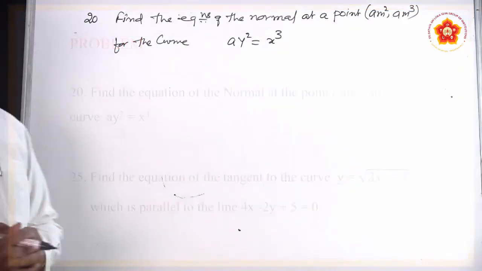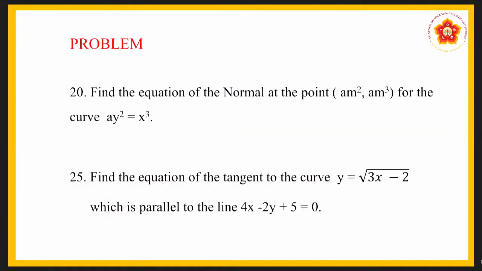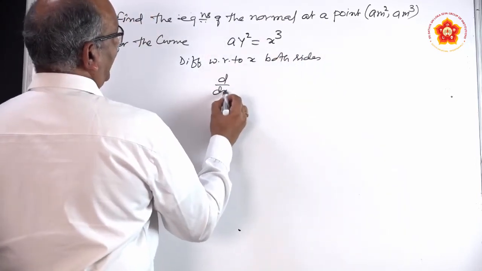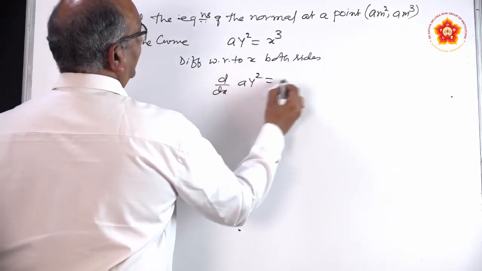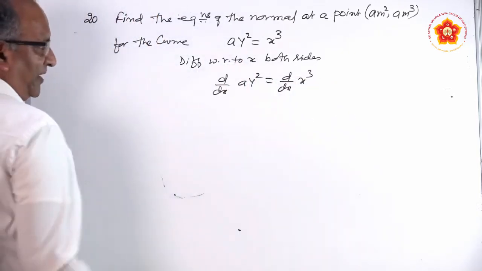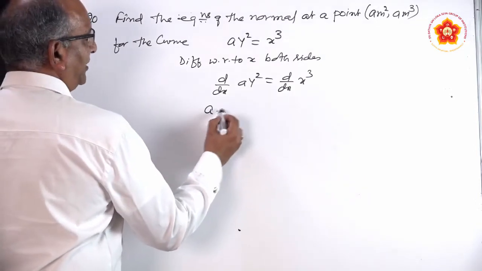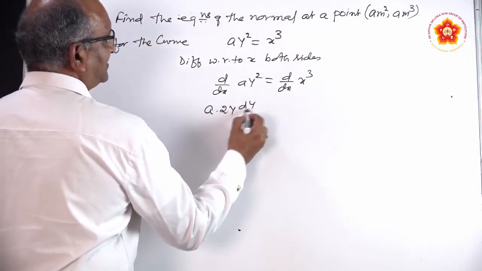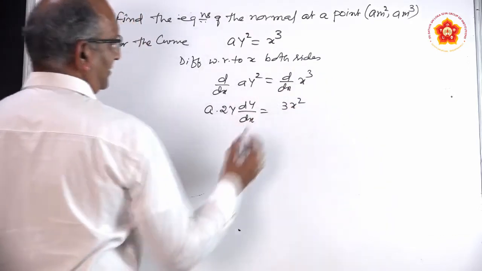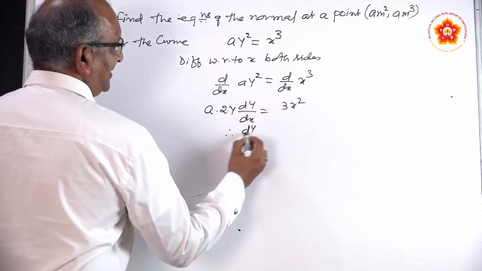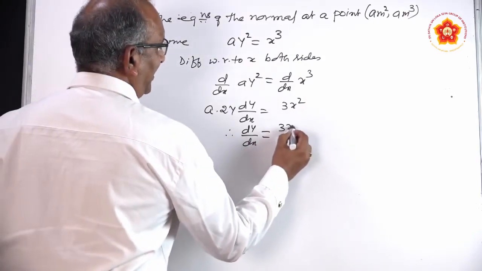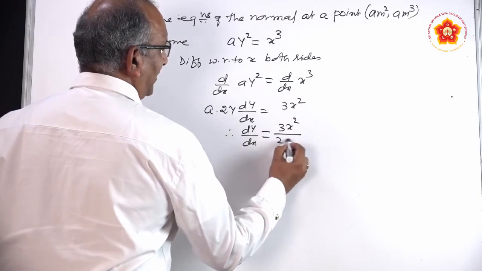Differentiate both sides with respect to x. So, when you do derivative of ay square equal to derivative of x cube. What is derivative of ay square? A being a constant, put it outside, 2y dy by dx. And what is derivative of x cube? It is 3x square. Hence, we can say that dy by dx is equal to 3x square by 2ay.